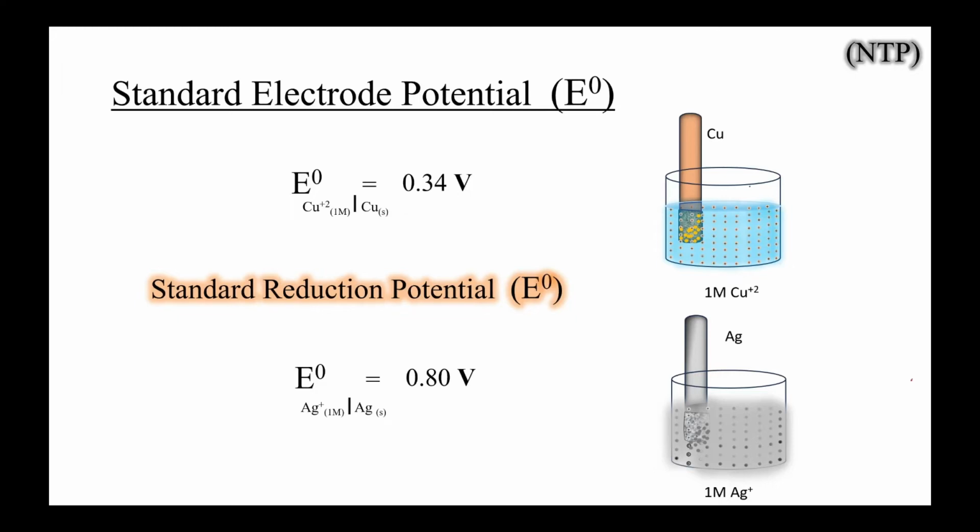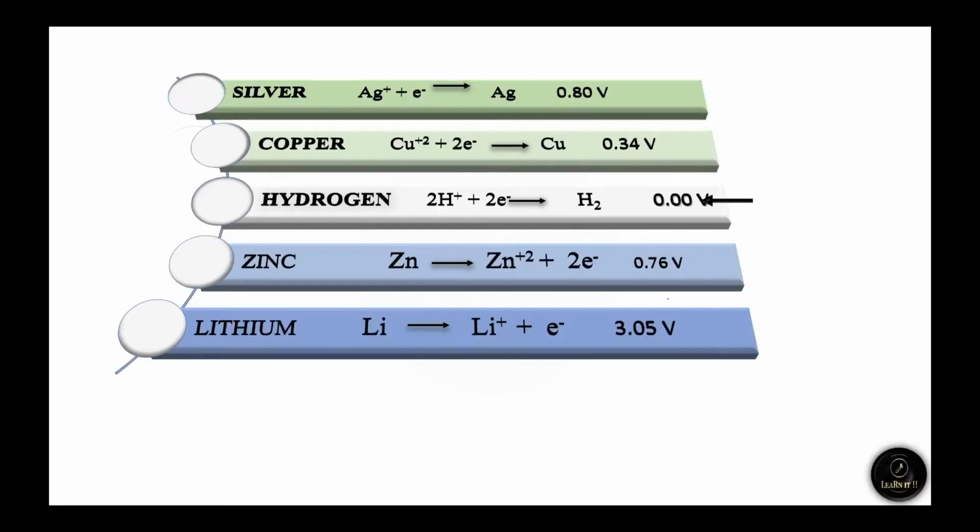So until now we discussed two types of standard electrode potential. The first one is standard oxidation potential. The second one is standard reduction potential. So let us arrange them. So here hydrogen is at the middle because it is having the standard reduction potential or standard oxidation potential whose value is 0. Copper, whose standard reduction potential value is 0.34 volt, is above the hydrogen, but it is below the silver because silver has the value 0.80 volt.